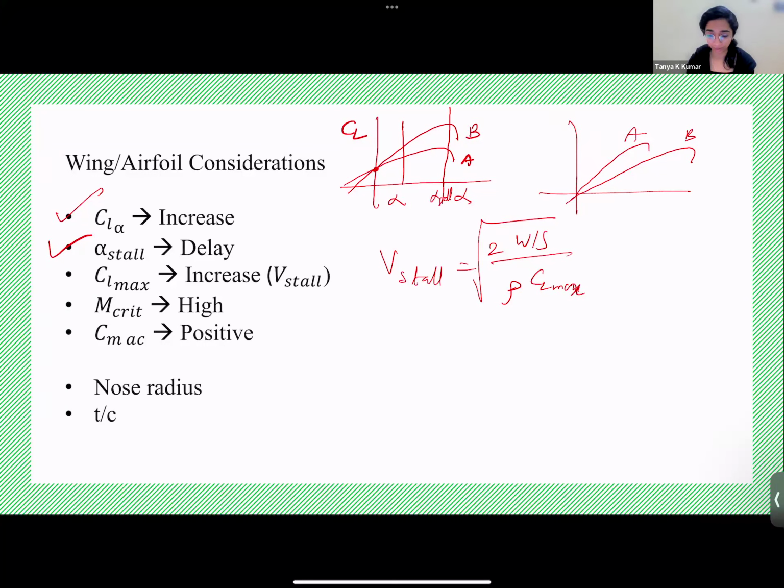Next, CL max. We just discussed this. We want to increase the CL max to reduce the stalling speed. Correct? We discussed this in the first point. So if you want to reduce your stall speed, pick an airfoil which has a higher CL max. Okay. Next condition is M critical. That's critical Mach number. Can anyone tell me what critical Mach number is?